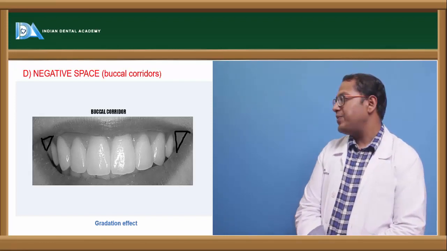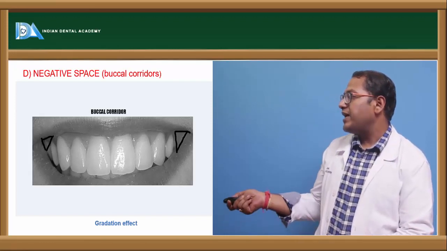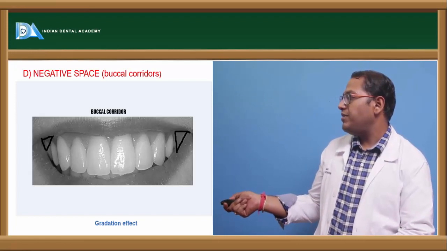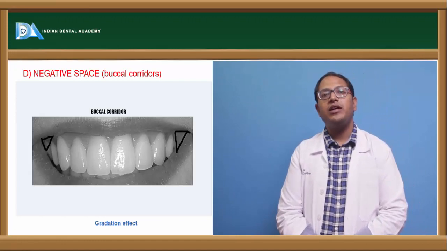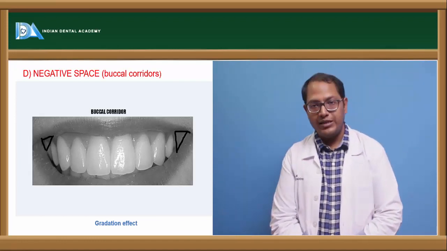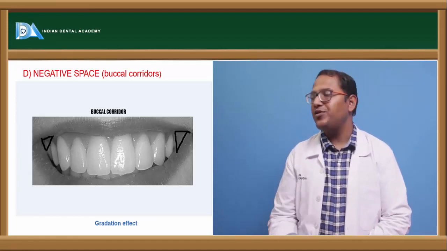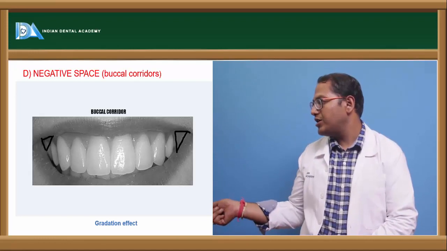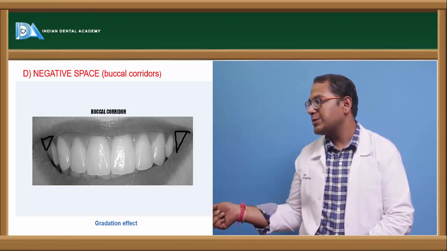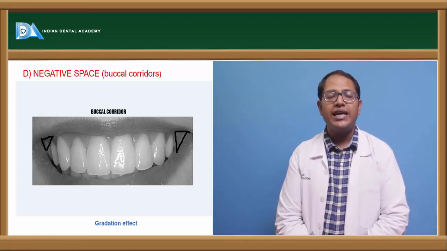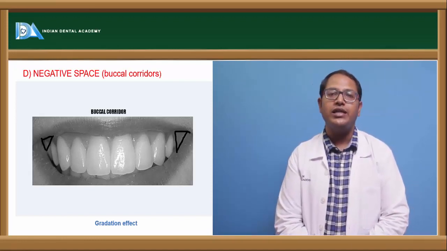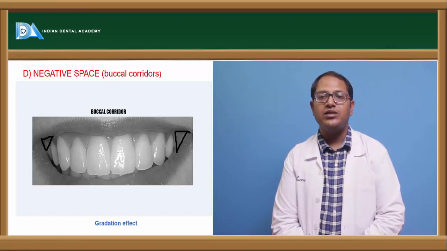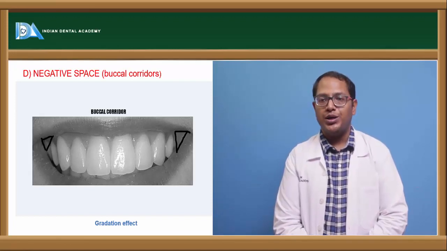Coming to the negative space. The negative space of the buccal corridors is very important for natural teeth. For example, even when we are fabricating a complete denture, we try to give these buccal corridors, or the negative spaces, that dark space which is present, that aids aesthetics. If we don't give that, it looks like denture teeth only. So it's better to give a buccal corridor.